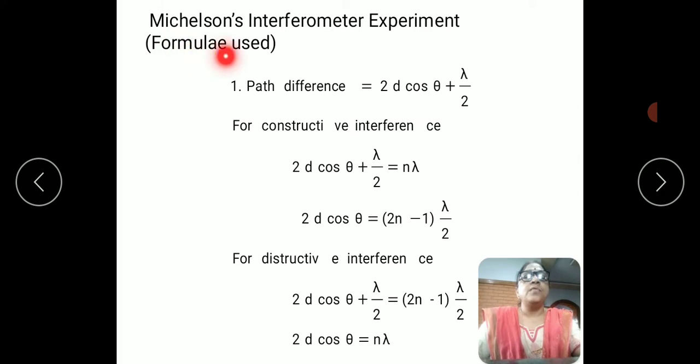And let us see the formulae used in case of Michelson interferometer. The path difference is equal to 2d cos theta plus lambda by 2. For constructive interference, it is 2d cos theta plus lambda by 2 equal to n lambda, and after simplification, 2d cos theta is equal to (2n minus 1) lambda by 2. And for destructive interference, the path difference is equal to (2n minus 1) lambda by 2, so after simplification, 2d cos theta is equal to n lambda.